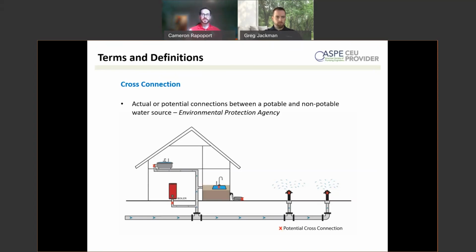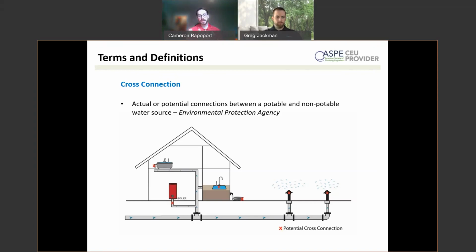An actual connection is a direct connection to a source of contamination. So in this particular image, this is just a home, it's not a fire sprinkler system, but you have your hydronic heating system. So you have a line directly connected to the boiler. The water in the hydronic heating system probably often has glycol in it, or it's just considered non-potable. That's a direct connection, an actual connection.